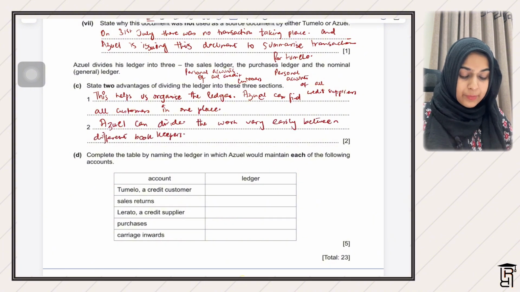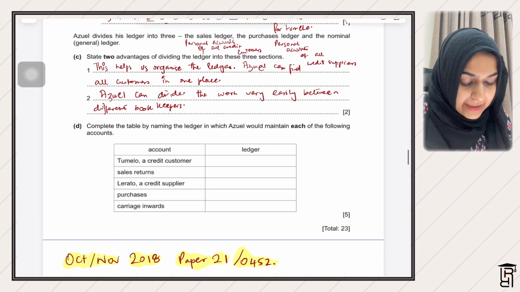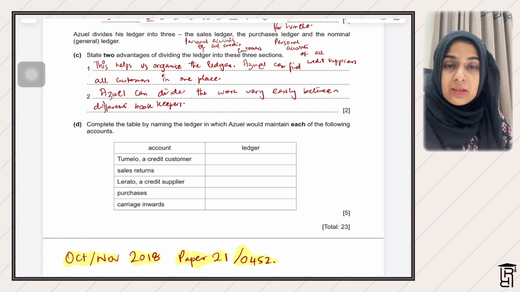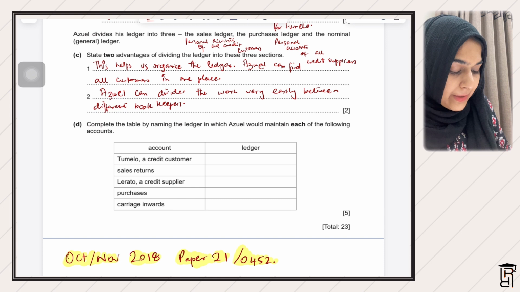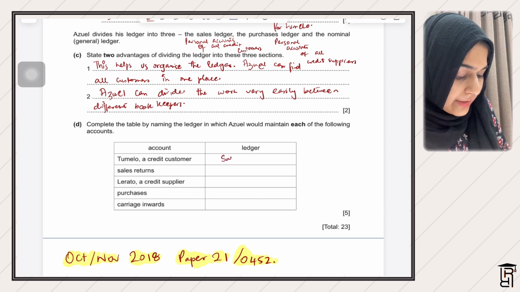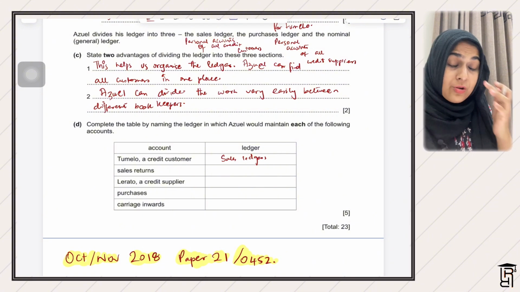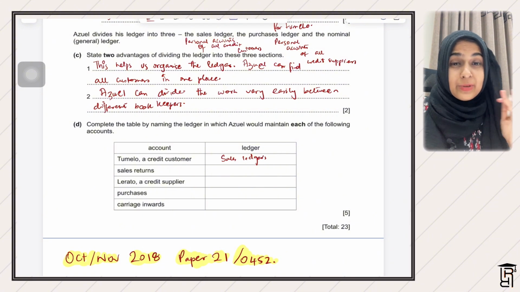The next part says complete the table by naming the ledger in which we would maintain each of the following accounts. Tamelo's account will be in the sales ledger because all customers' accounts are in the sales ledger. Ledger is very different from journal. Please don't confuse it.